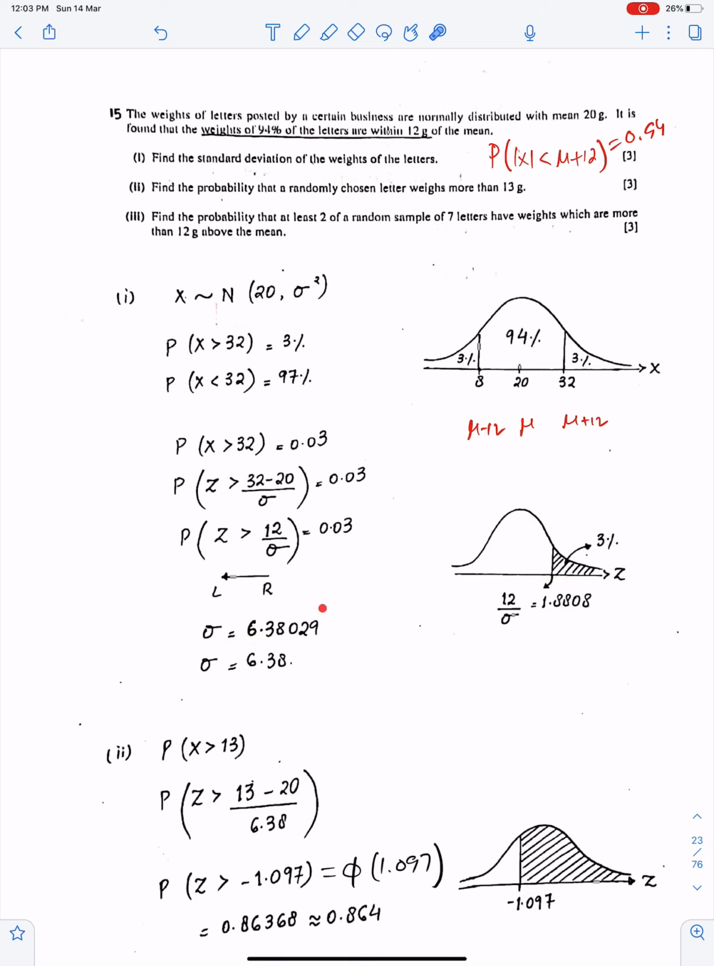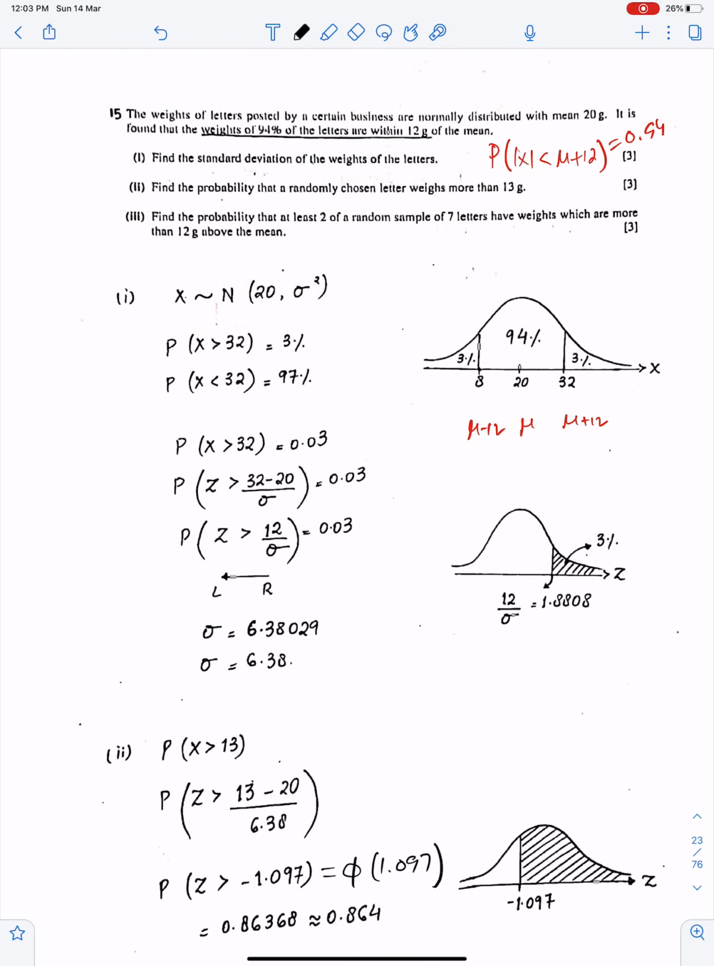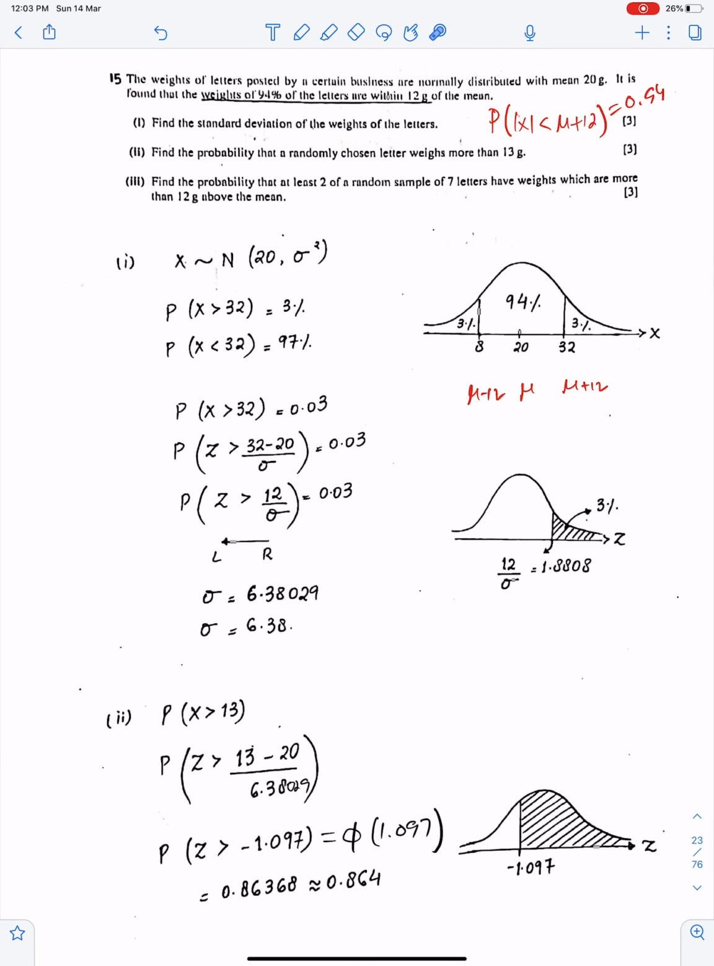Make sure you use this value in the later part. Always use 4 decimal place value in later part. Well, this is the answer, and I'm using this value here. X greater than 13 is simple, direct normal. This will become the large area. Larger area is always phi. So this is the answer.